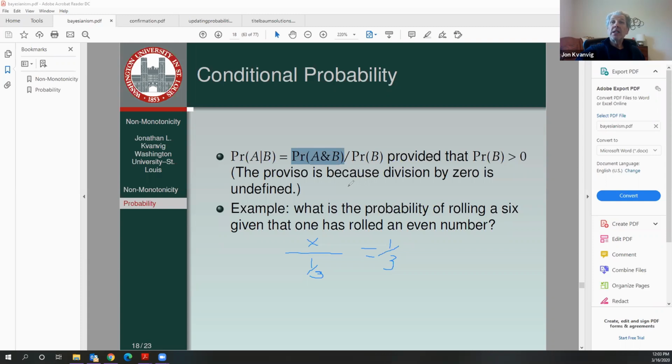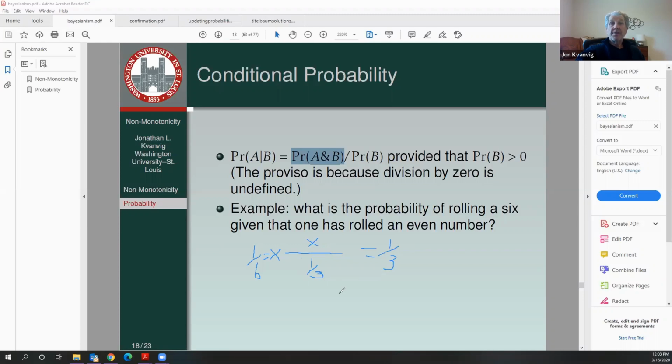So the probability of A and B should be, shall we say, 1/6? Because the probability of rolling a 6 and an even number is just the same thing as the probability of rolling a 6. Are y'all happy with that? That that's the value of X?